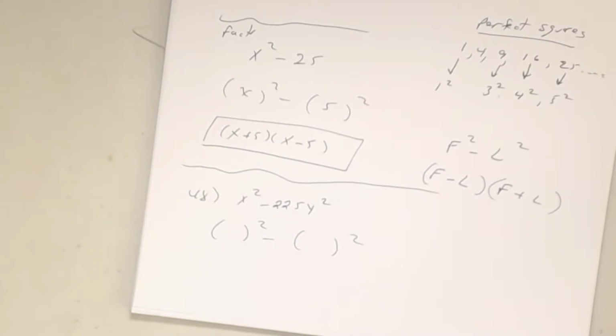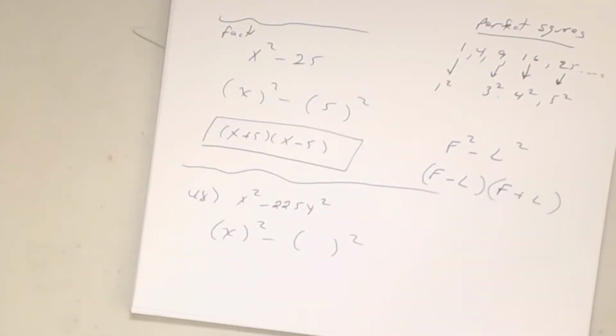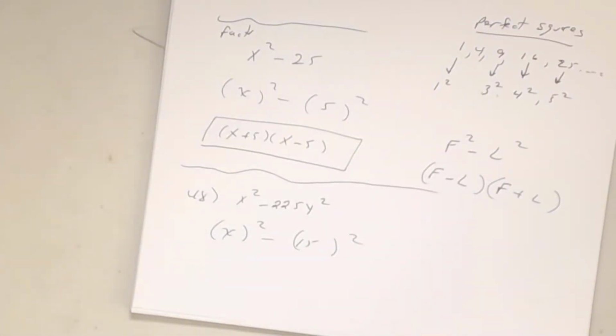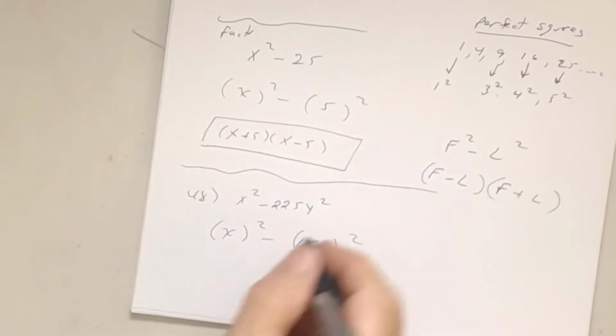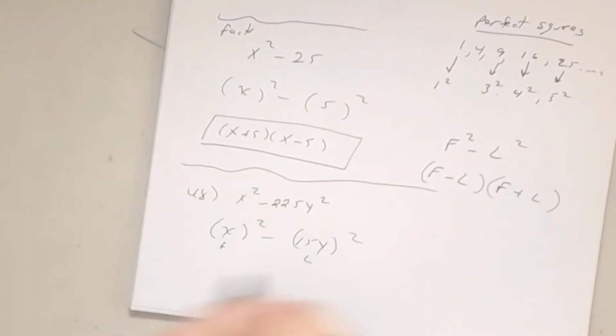First one's easy. What's going to be inside that first parentheses? X. All right, think about 225 first. What times itself is 225? 15. Say it again? 15. 15? Okay. What about y squared? Y. So do y'all agree that 15y goes inside the second one? Yes. All right. So this is my F right here, and this is my L. So I found my F and I found my L.